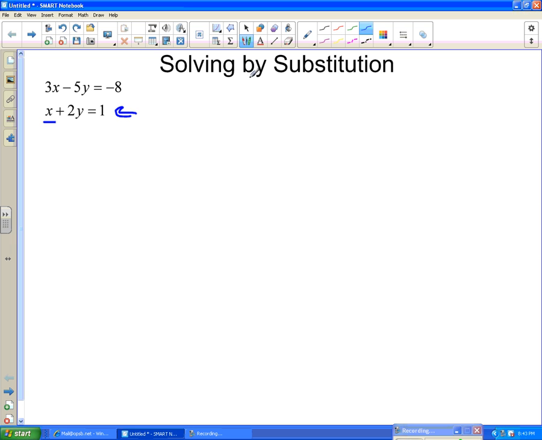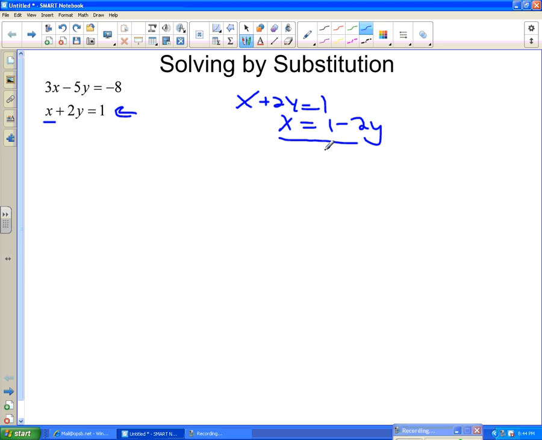So I'm going to go off to the side, and I'm going to write x plus 2y equals 1, and I'm going to solve it for x. Now, a lot of times we get in the habit of always solving for y, but that's not what we necessarily need to do. Occasionally we need to solve for x. So always look for that variable with a coefficient of 1 or negative 1, and that's where you're going to start when you use the substitution method. So when I take that equation and I solve it for x, I get x equals 1 minus 2y.